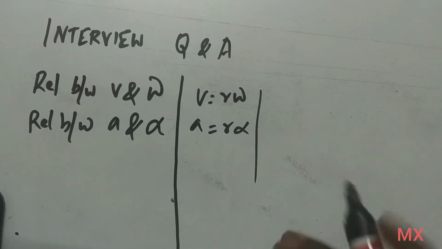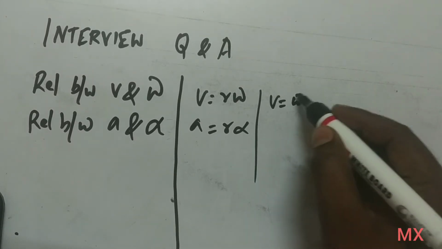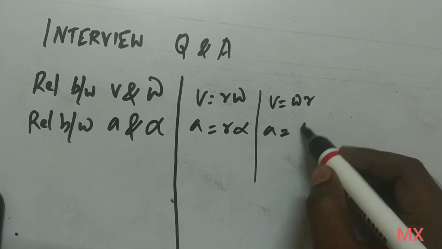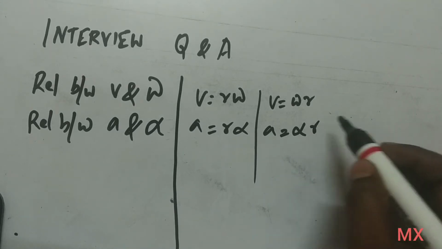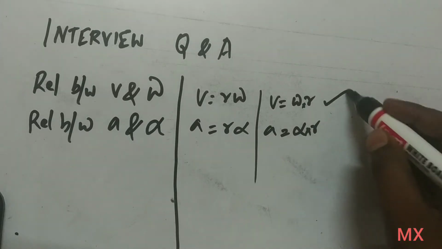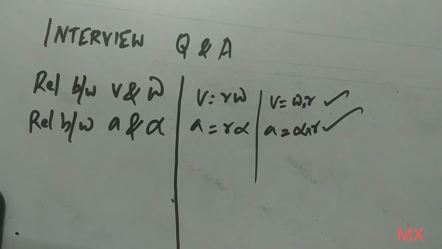If they ask in an interview, you have to tell V equal to omega cross R, and acceleration equal to alpha cross R. That is cross. Please make it as cross. See, this is the correct thing. If you tell V equal to R omega, that's wrong. V equal to omega cross R is the right thing, and this is the right thing. These two things are right. If anyone asks you in an interview, then giving a definition, these things will come in handy.